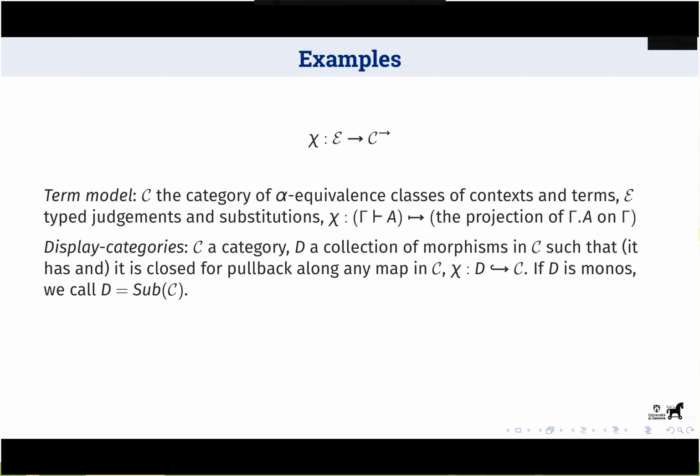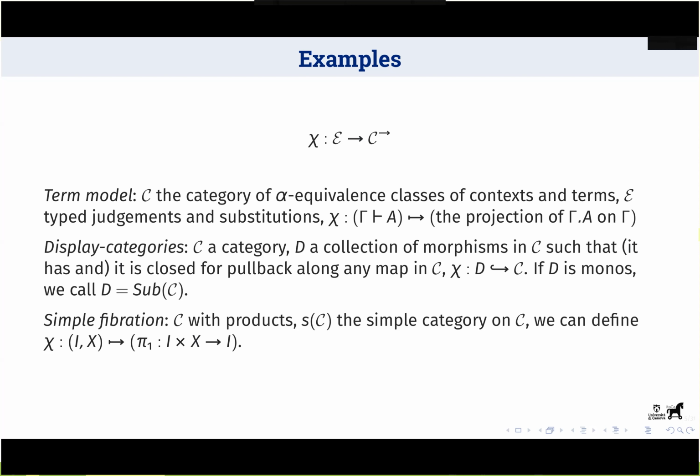Another one that might be interesting, and it's again very map oriented, is display categories. If C is a category and D is a collection of morphisms in C, such that it has pullbacks along any map and is closed under such a construction, then the inclusion is itself a comprehension category. So a certain class of maps is also good for describing context extensions from the perspective of comprehension categories.